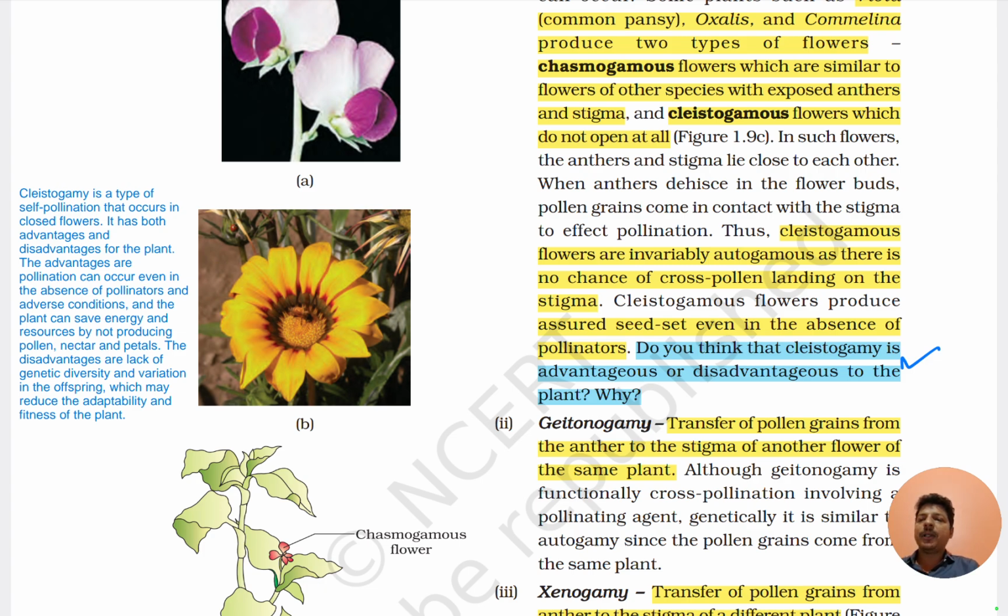Cleistogamy is a type of self-pollination that occurs in closed flowers. It has both advantages and disadvantages for the plant. First, the advantages are that pollination can occur even in the absence of pollinators and in adverse conditions, and the plant can save energy and resources by not producing pollen, nectar and petals. The disadvantages are lack of genetic diversity and variation in the offspring, which may reduce the adaptability and fitness of the plant. So this is the answer.